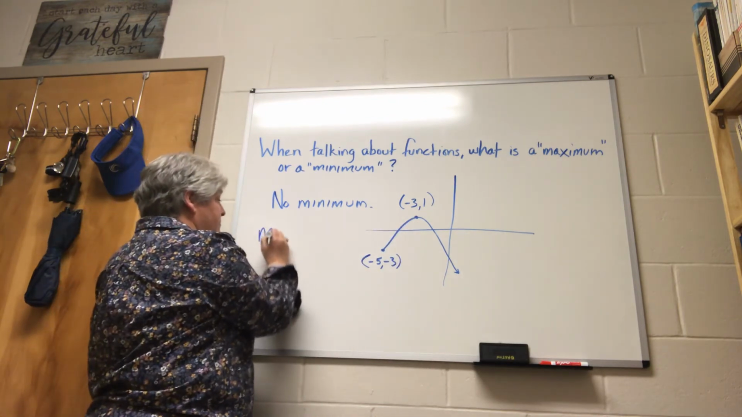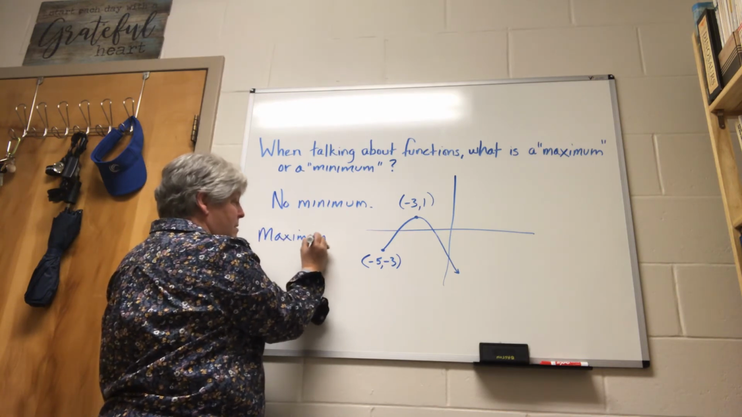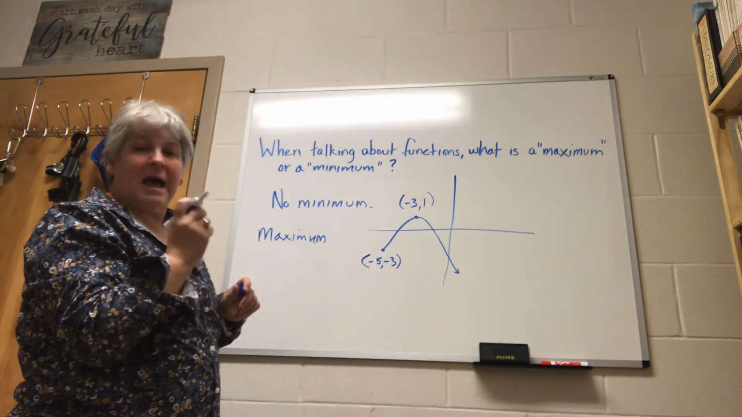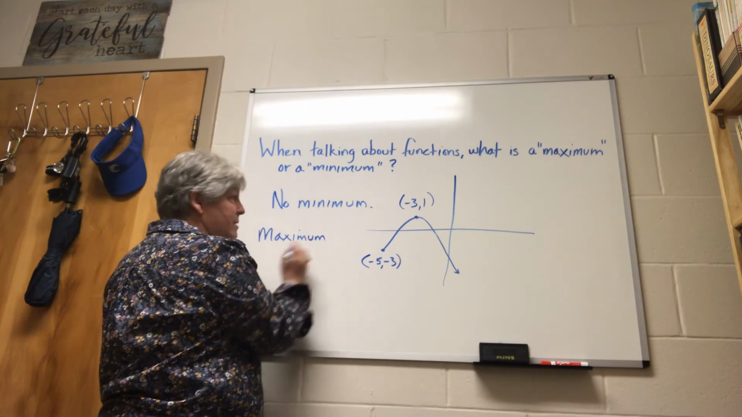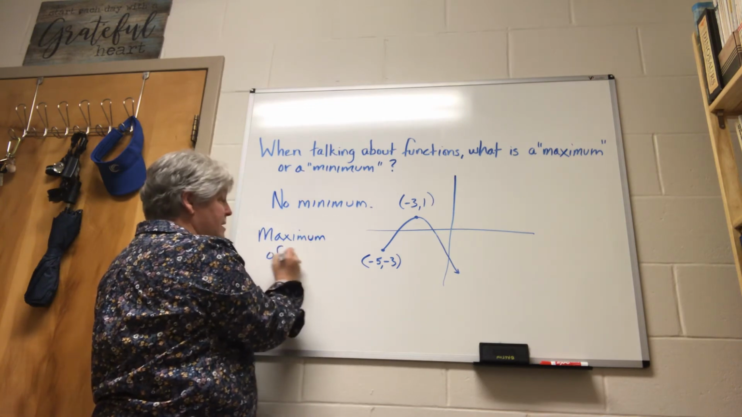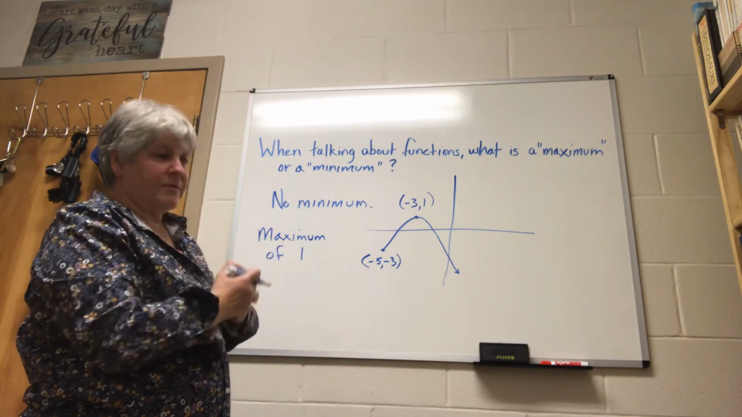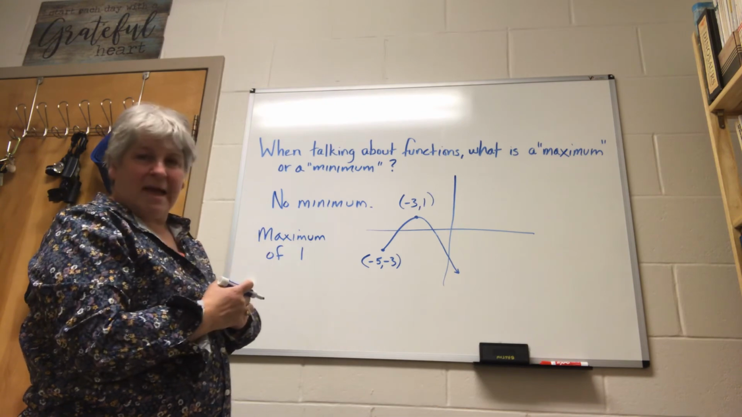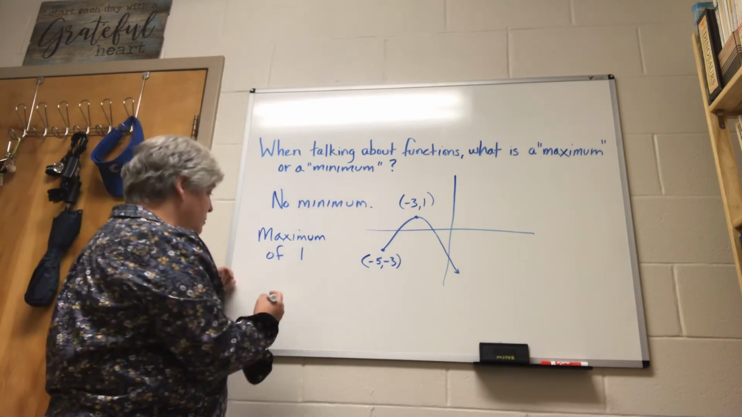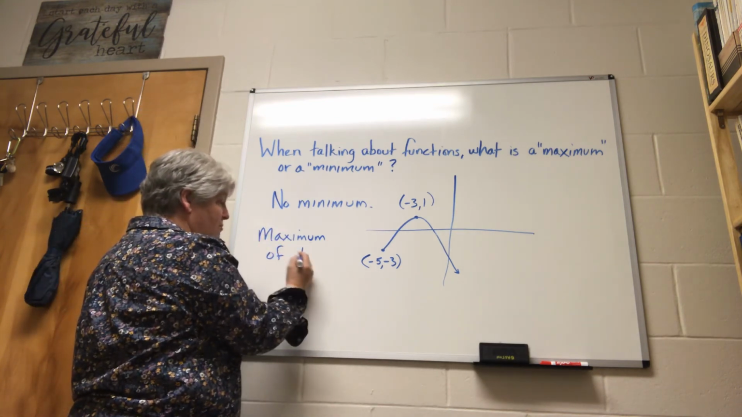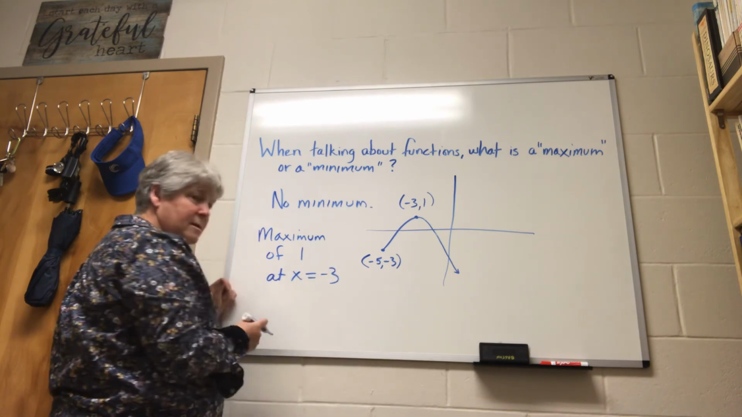The maximum is actually, again, the maximum is the highest height that it ever achieved. So it has a maximum of 1. And a lot of times, in the same breath, the book will say, find the maximum and where it occurs. If they ask both of those questions, we would say we have a maximum of 1 at x equals -3.